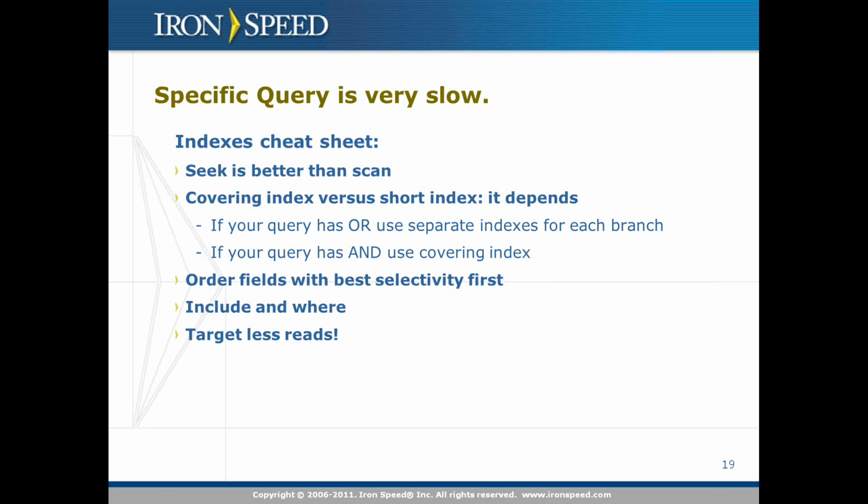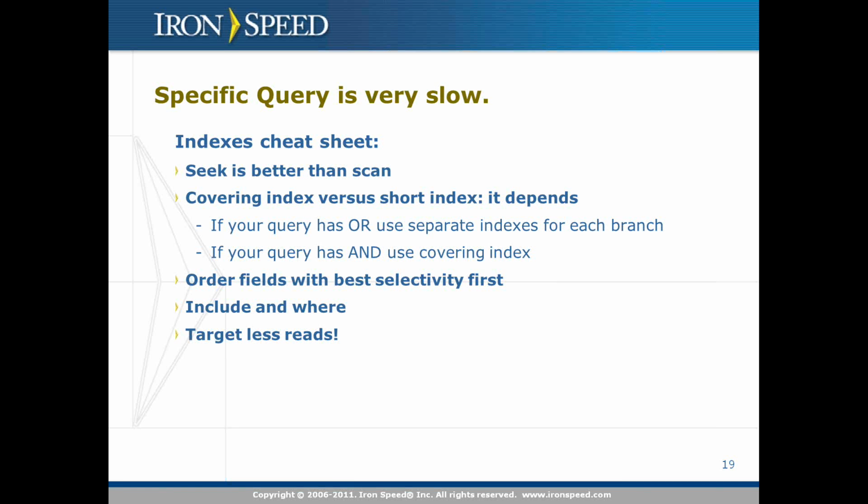Now, a couple of things I want to mention while I'm on this subject: if your query has OR, then use separate indexes for each branch. And if it has AND, use the covering index. That's kind of a rule of thumb. What kind of OR could be in the query? Well, if you, for example, have the search control with the contains, it's very possible it will generate an OR query for different fields in the query.